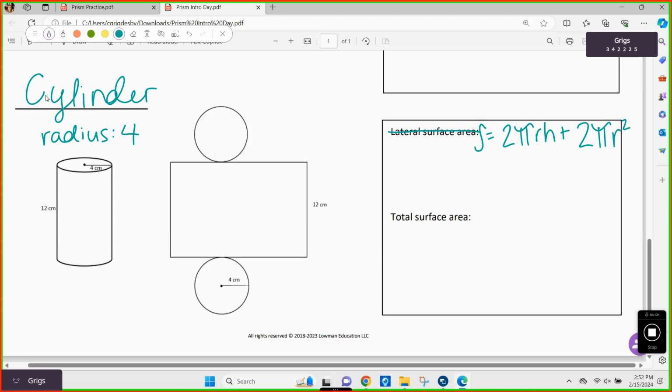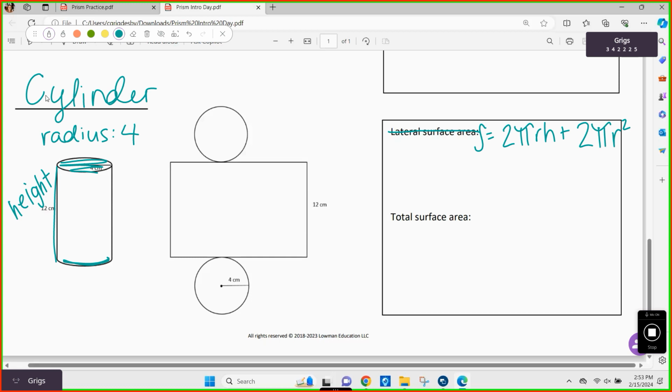Alright, so I know what my radius is. Is there any other value I need to take out of my model? H. Alright, H is the distance between the bases. So here's my base, and here would be my base, and the distance between them would be 12. So my height would be 12. Am I ready to plug in?